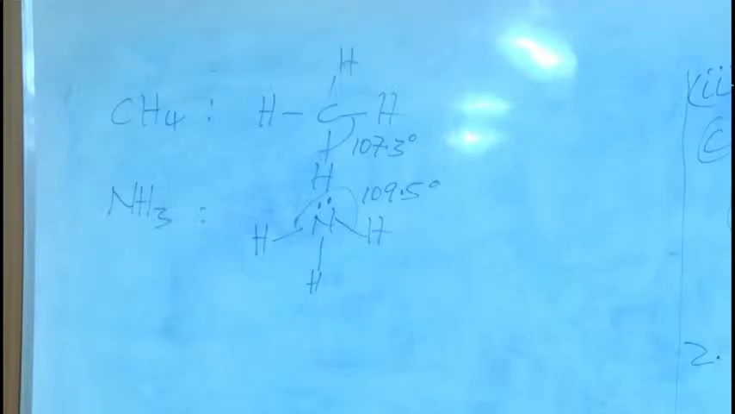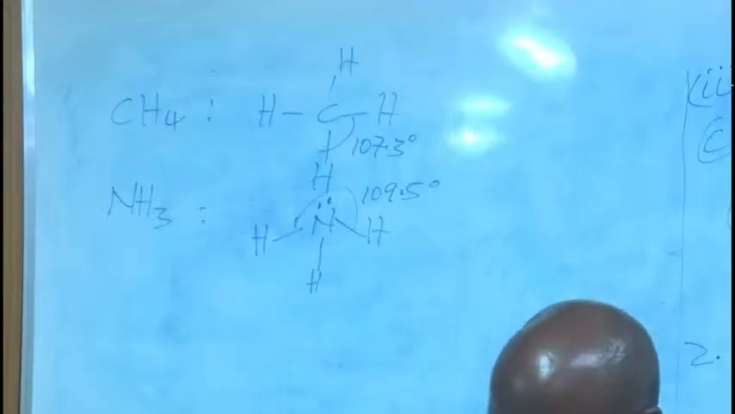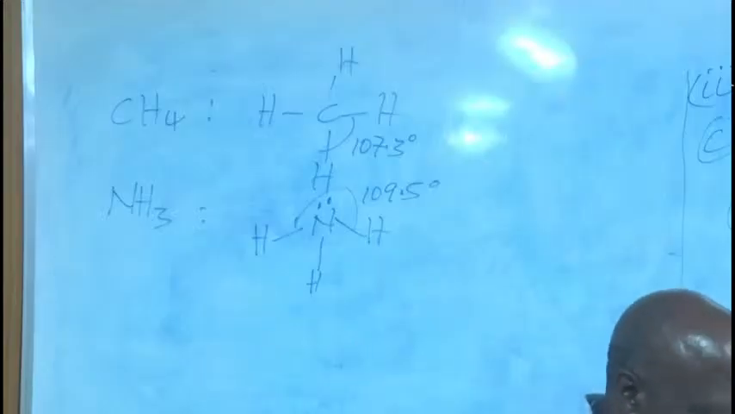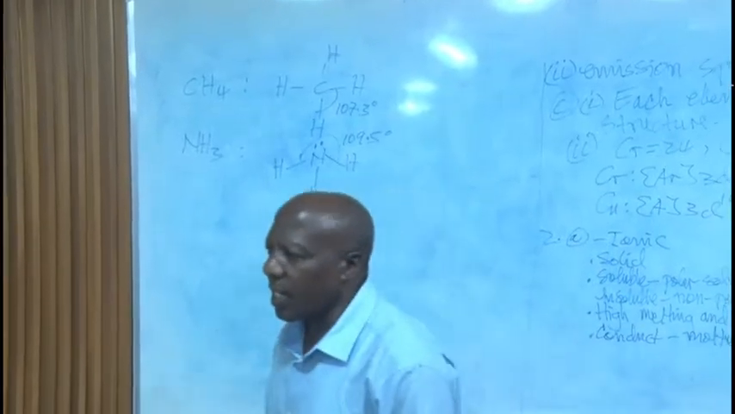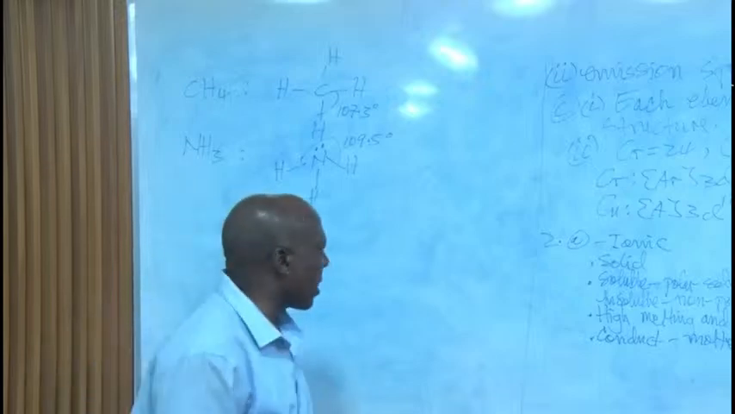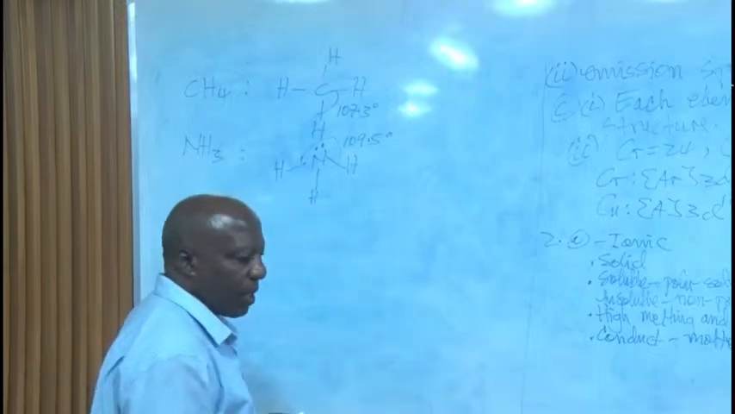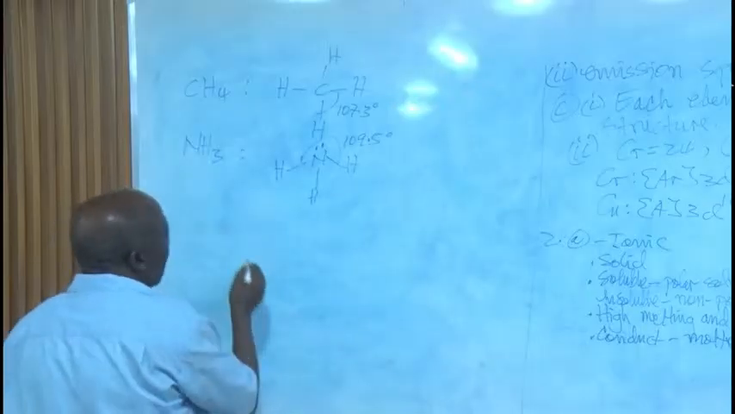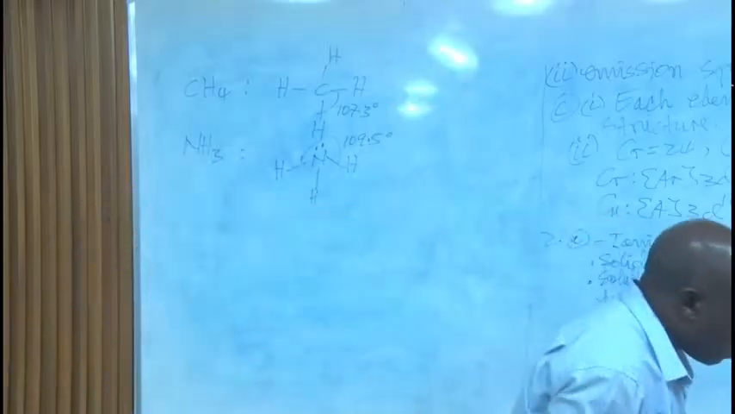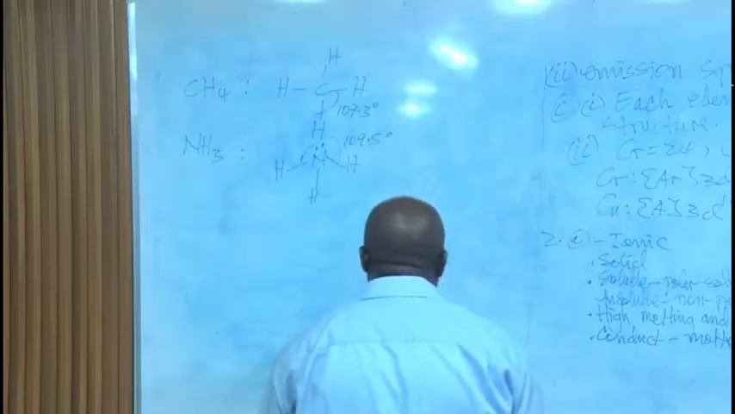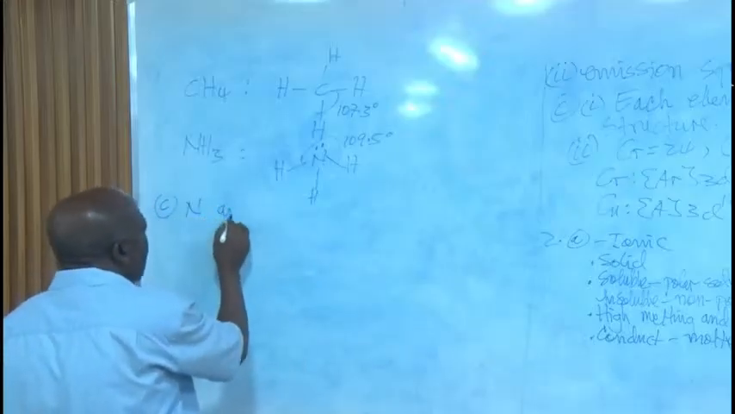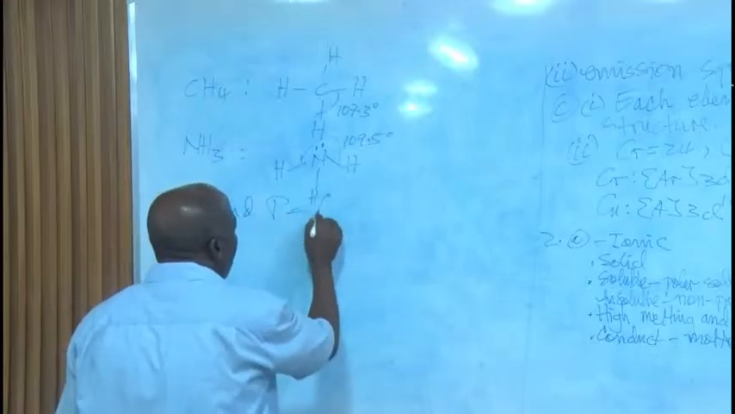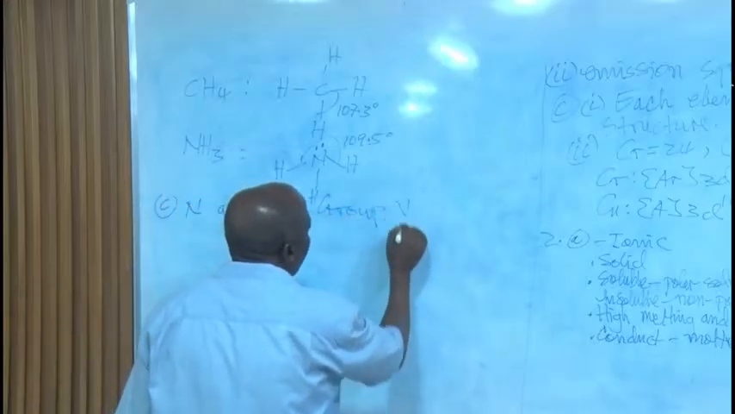Question number 2C Roman 1. The question says, nitrogen and phosphorus are group 5 elements. Nitrogen forms trivalent compounds, while phosphorus forms both trivalent and pentavalent compounds.